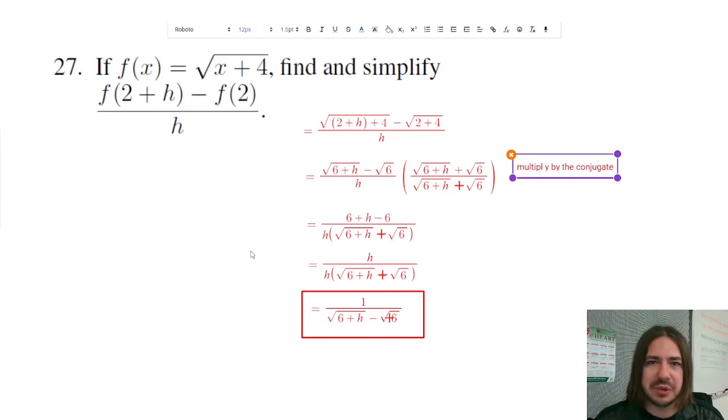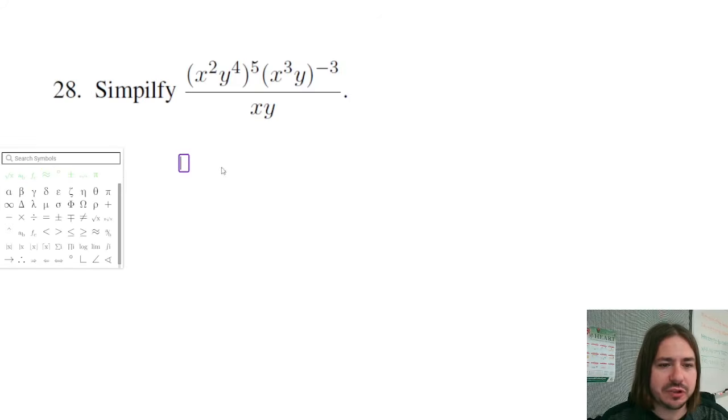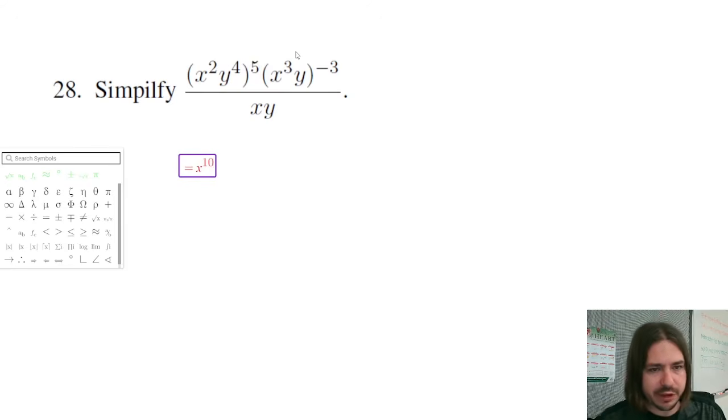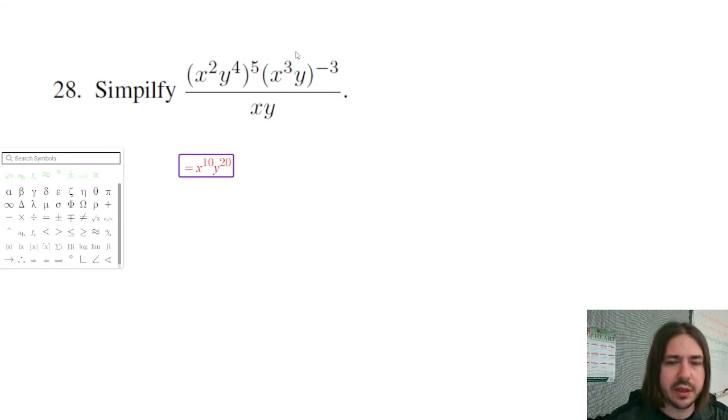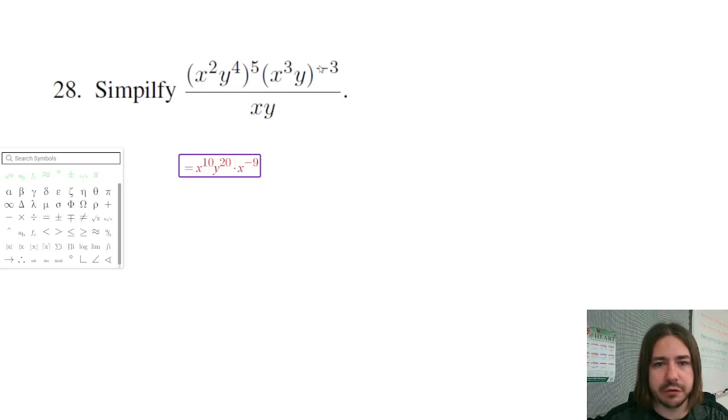All right, that's it for number 27. Number 28 says simplify, and then you've got this big expression. So this is just a matter of understanding your exponent rules. Whenever you raise a power to a power, you multiply those powers. When I multiply 2 times 5, I'm going to get 10. When I multiply 4 times 5, I'm going to get 20. So I get x to the 10th, y to the 20th. And then I'll do the same thing with this next product. 3 times negative 3 is going to be negative 9. And then negative 3 times effectively 1 is just negative 3.